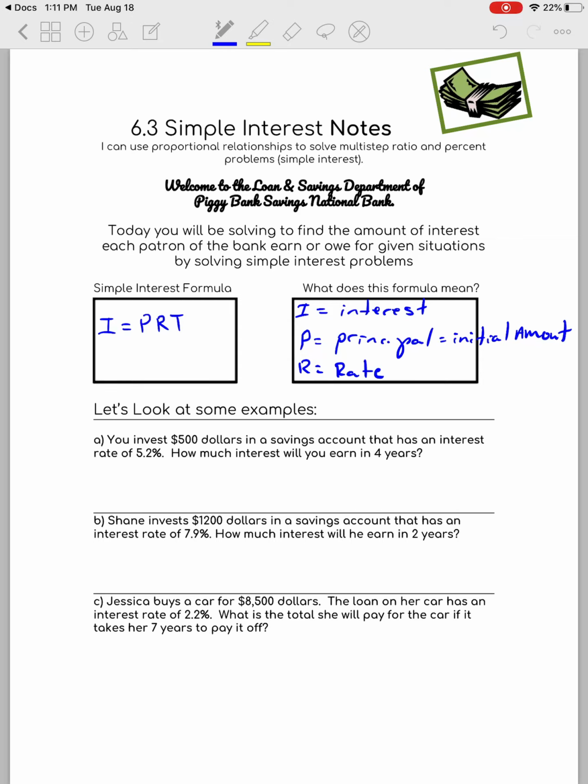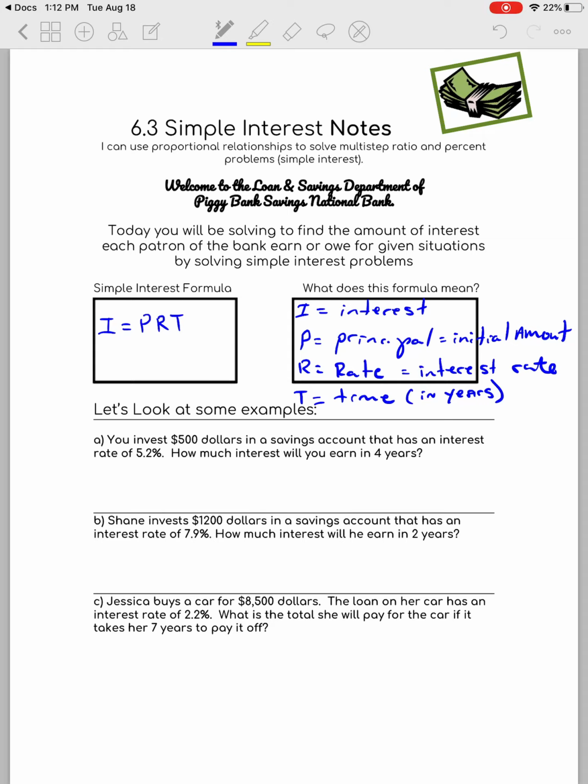R is rate, or the interest rate. And then lastly, T equals time in years. Make sure this is in years, okay? The reason I'm saying that is you may have a problem that shows it in months. You're going to have to convert that, okay? Now, let's look at some examples.